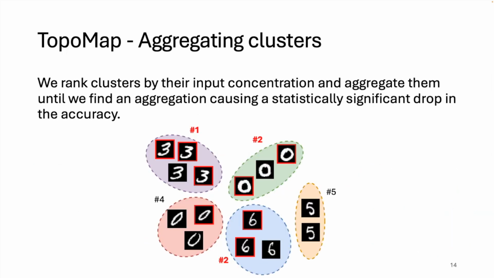Indeed, we perform an aggregation of the obtained clusters, and we rank them by their concentration of contributors, starting from the maximum one to the lowest one. And we iteratively aggregate them until we achieve a statistically significant drop in the accuracy with the mutant.